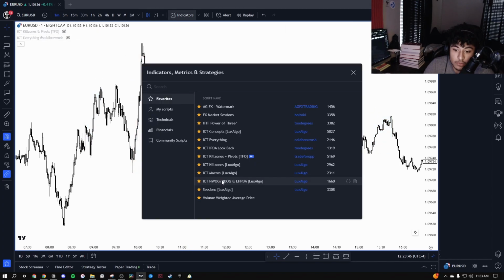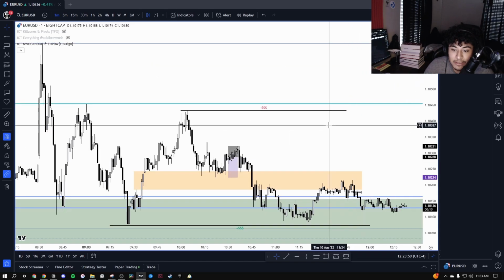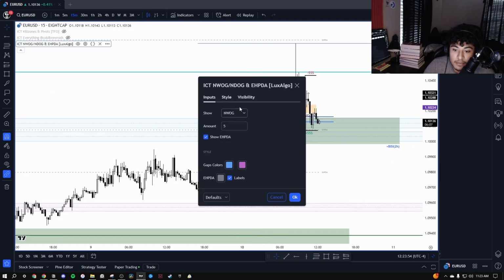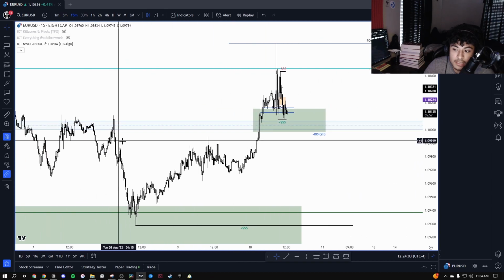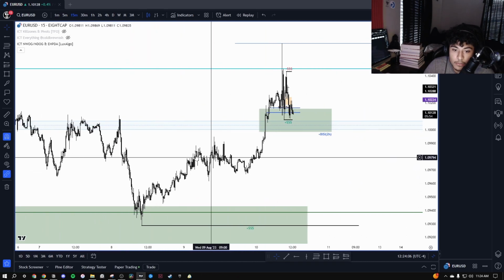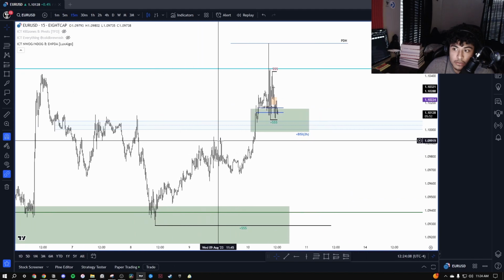So yeah, the next one will be ICT New Day Opening Gap or New Week Opening Gap from Lux Algo. Again, Lux Algo is probably ahead of the game, if I'm being real. You can have the new week opening gap, and you can have it show the previous one, the most recent new week opening gap. You can see where price reacted to it and went higher, and it just respected the new week opening gap really well.